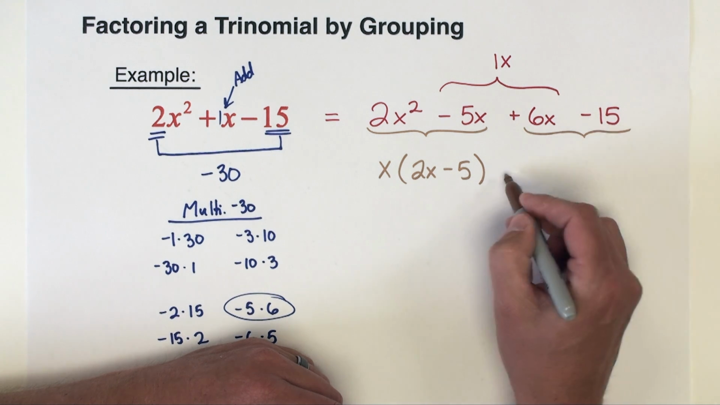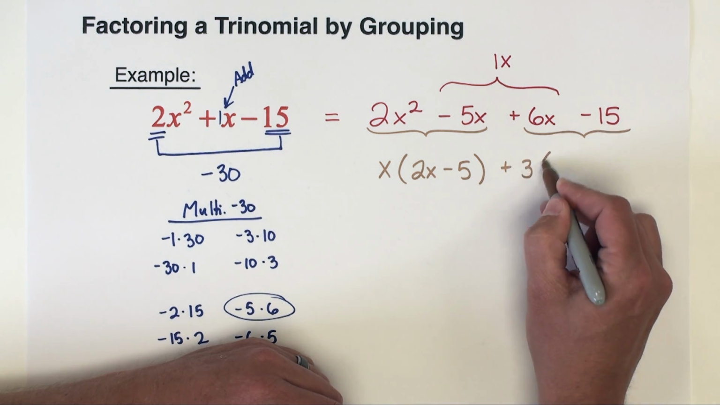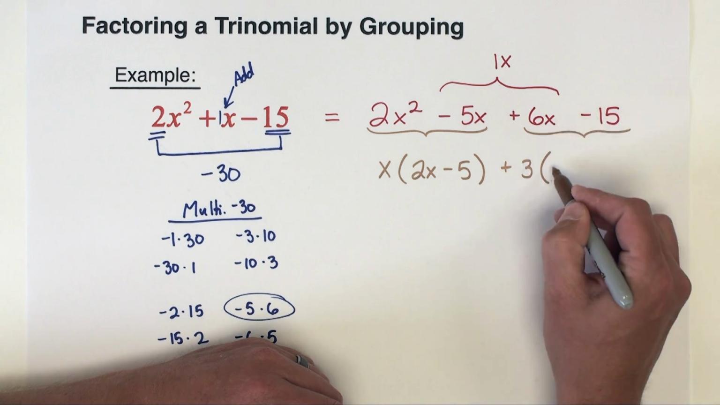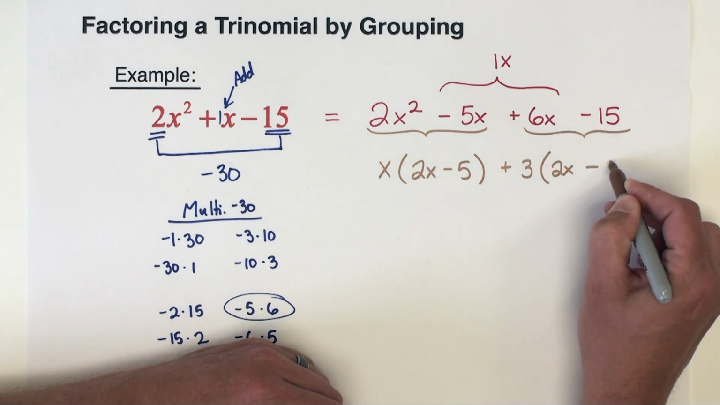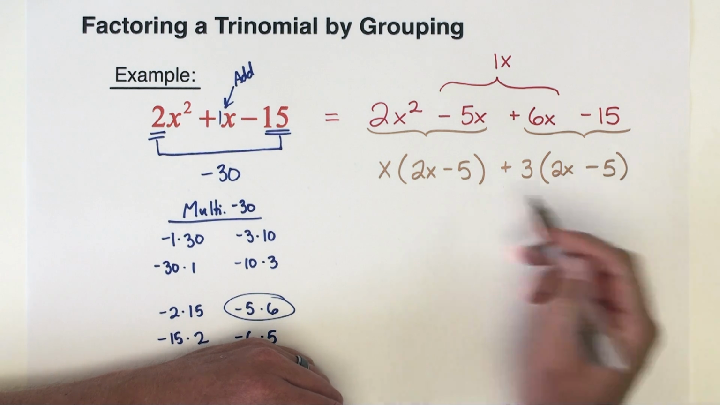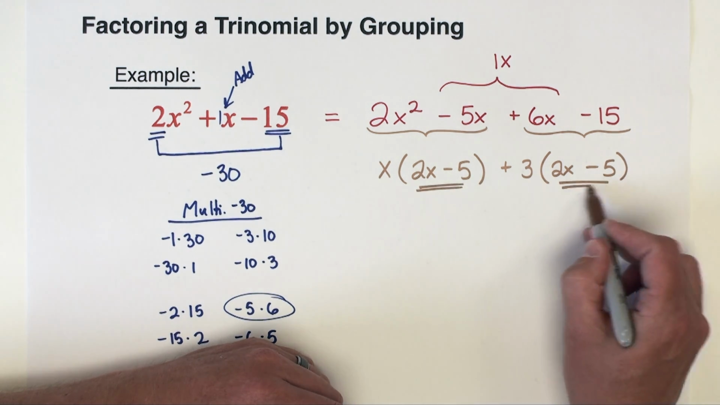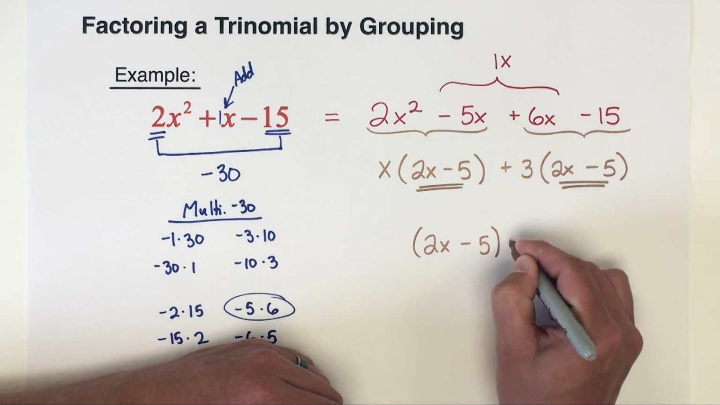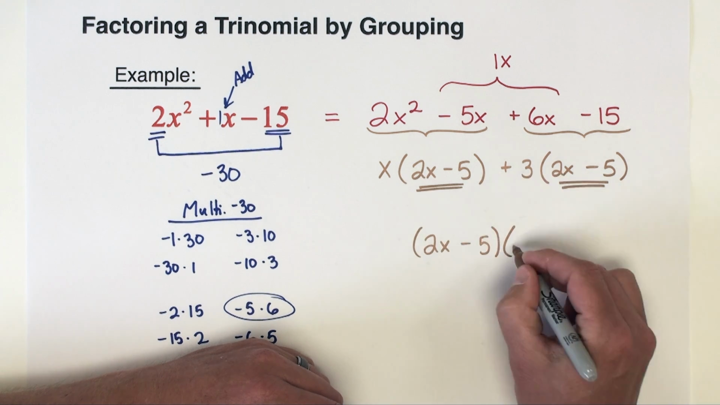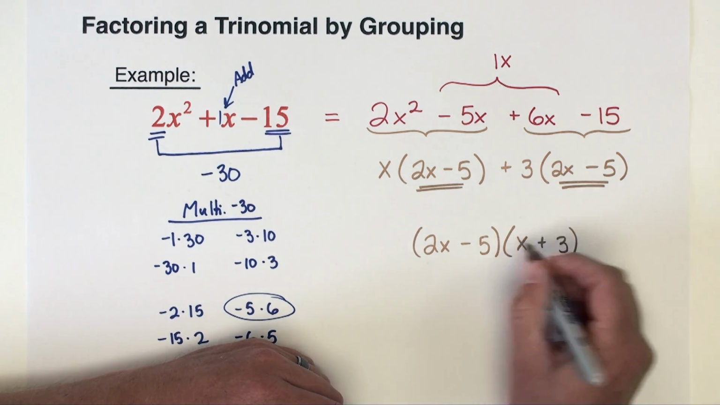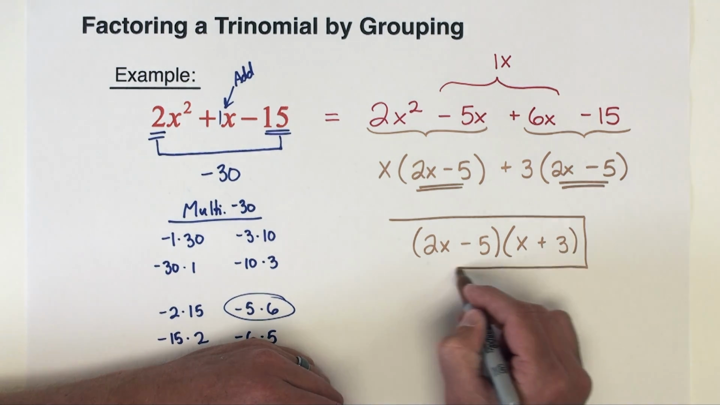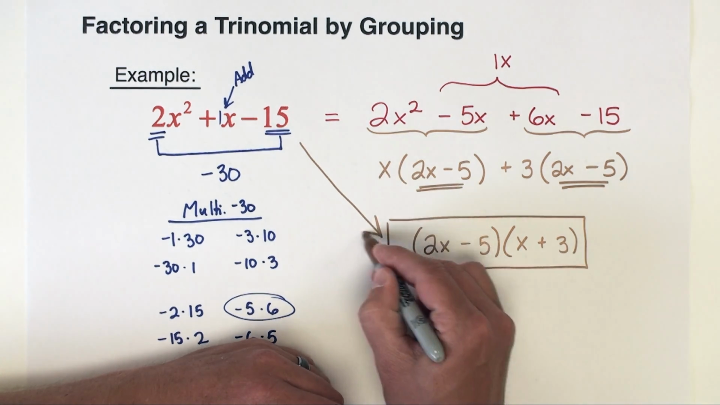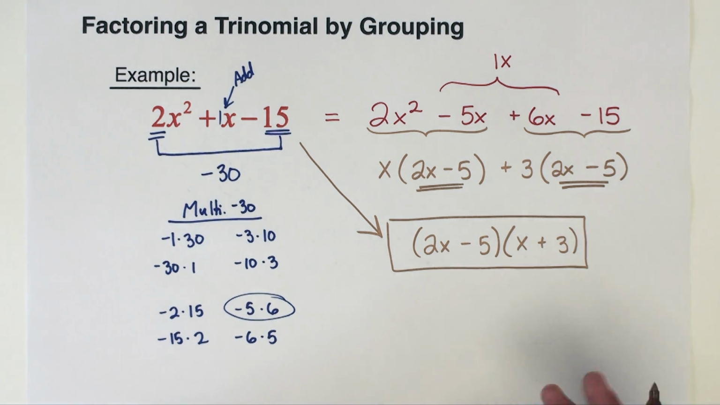What's common between these 2 terms is a positive 3. So dividing by 3 is going to make 2x minus 5. And then notice these 2x minus 5s are the same, so we can remove those as a common factor. And if I do that, it leaves x plus 3. And I have now factored that trinomial. And I've done it in such a way that I took all the guesswork out of it, if you saw that previous Math Minute.